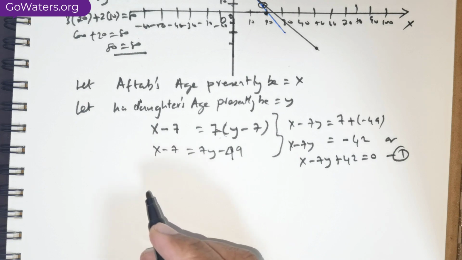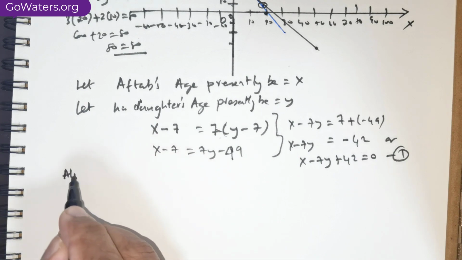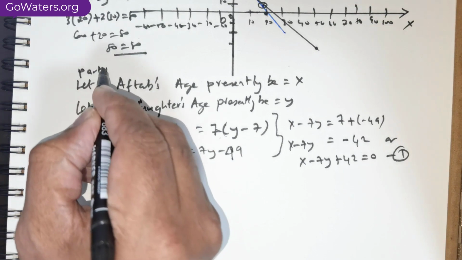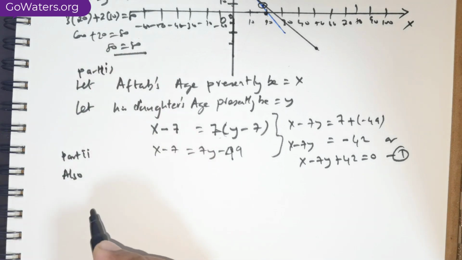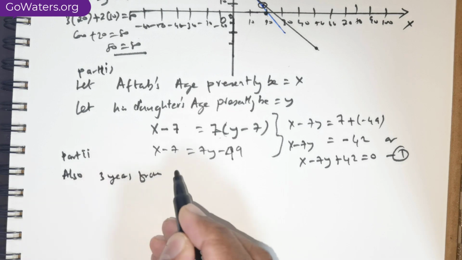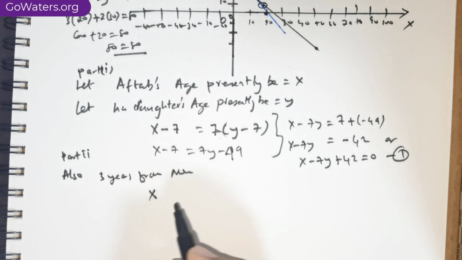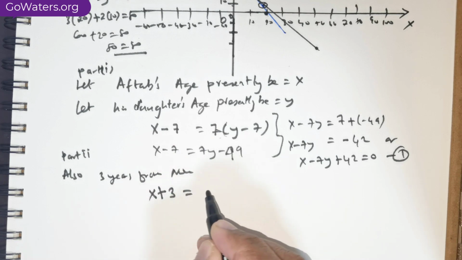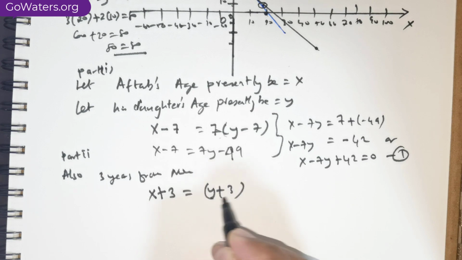Now he also tells something more, right? So this is the second part, also part 2. This is part 1. So what does it say? It says also 3 years from now. So we have taken x to be his present age, right? So 3 years means it is in the future. So x + 3 is equal to, you need to do the same thing for y also. It's not enough that you just add for x. So y also should be added. So x + 3 and y + 3, but this is not the system.